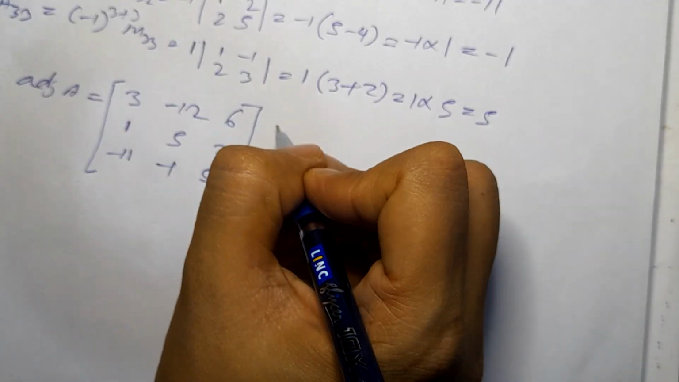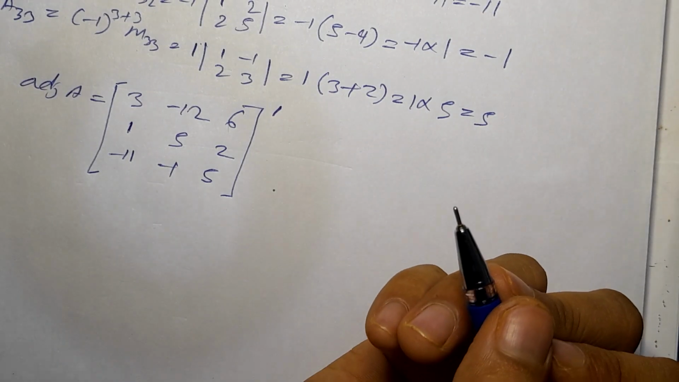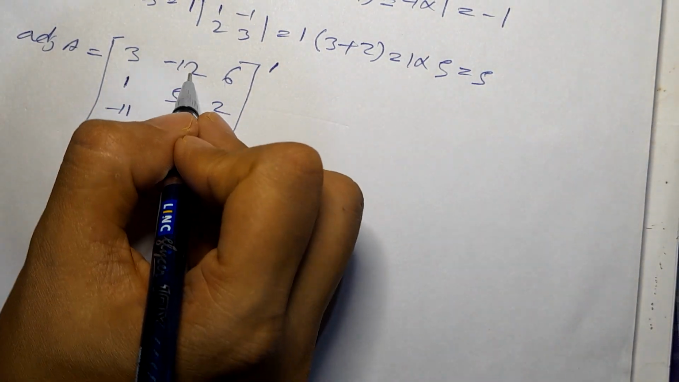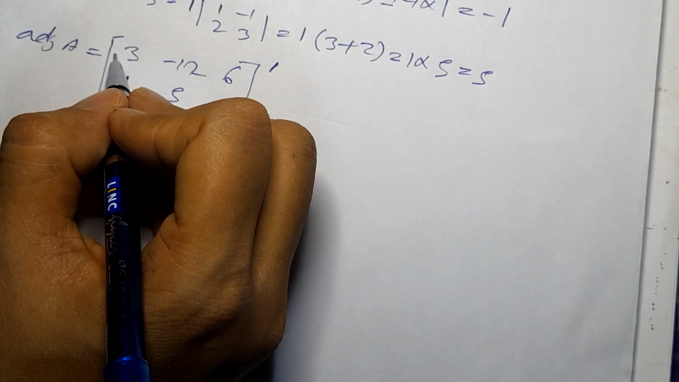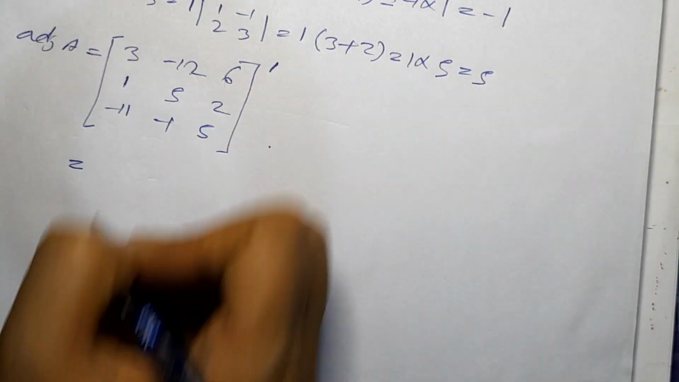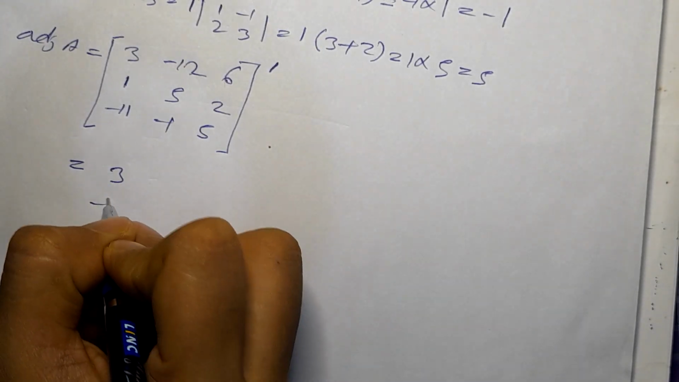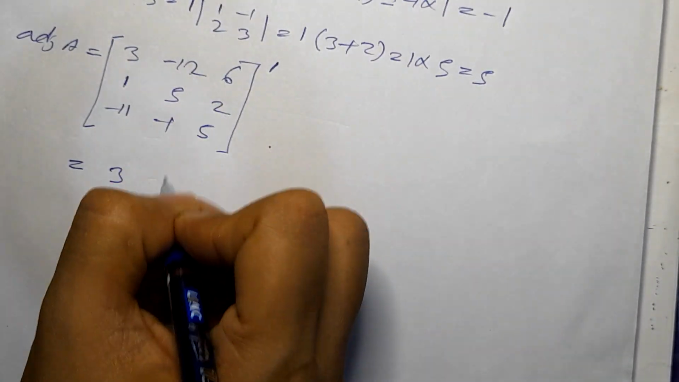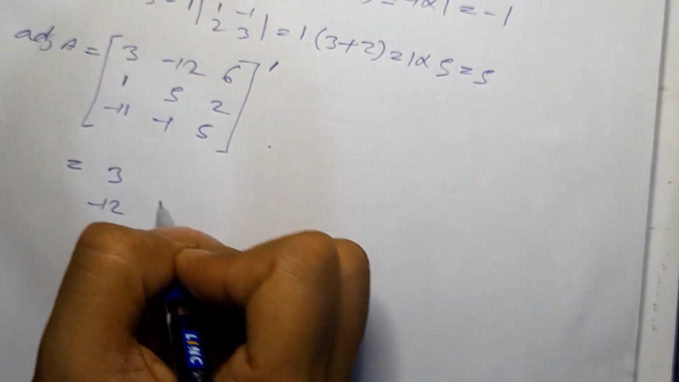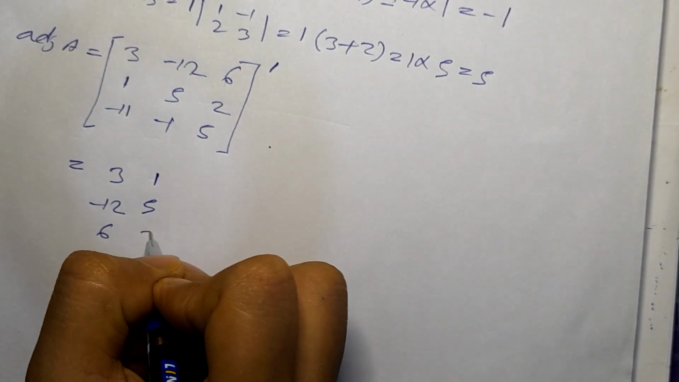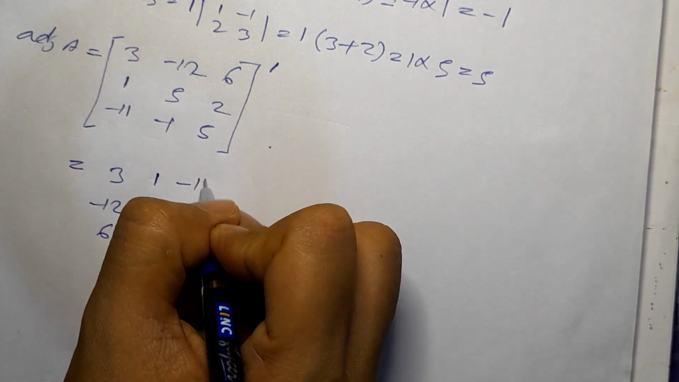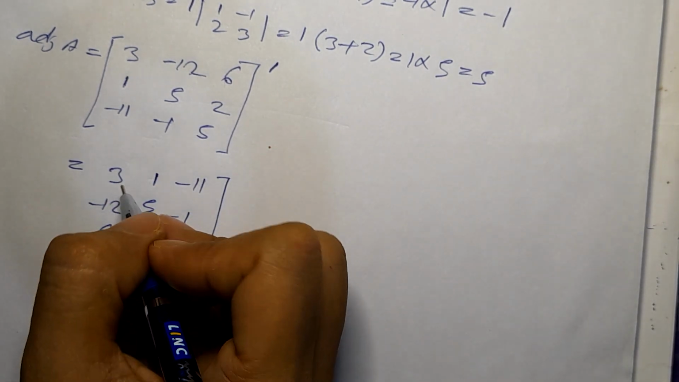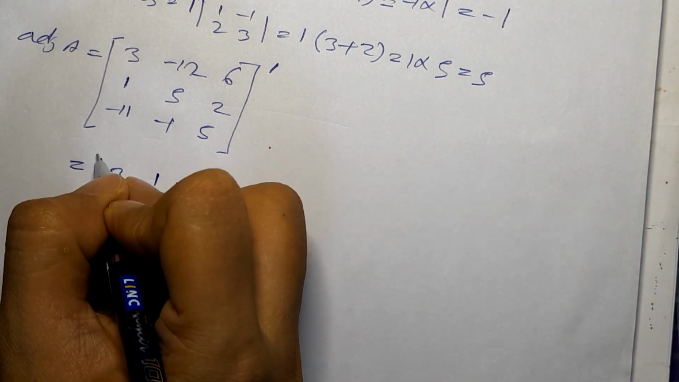So transpose means the row will become column. So 3, minus 12, 6, so this horizontal will become vertical. So 3, minus 12, 6. Next 1, 5, 2: this row will become column. Then minus 11, minus 1, 5. So this is the adjoint of A, that is a 3 cross 3 matrix.